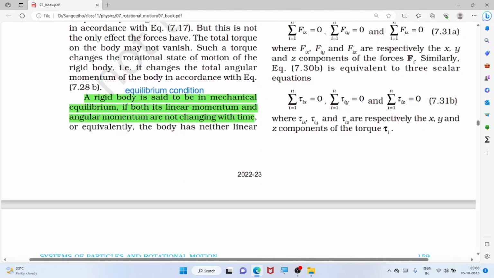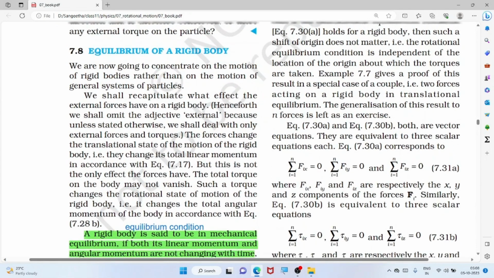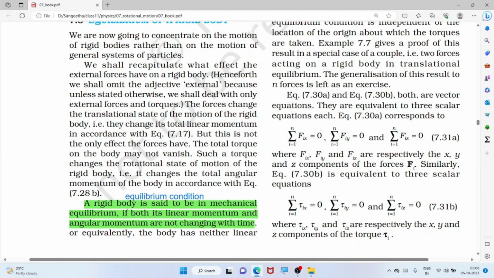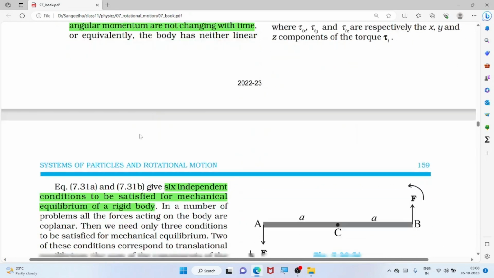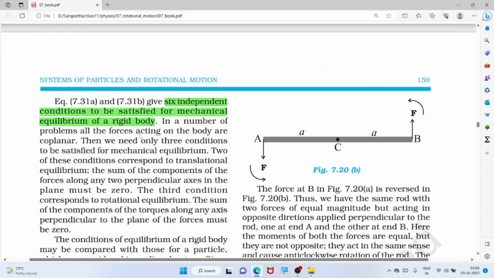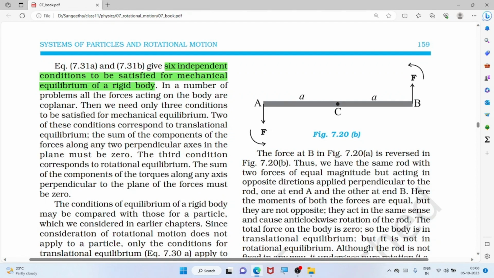For mechanical equilibrium, a rigid body is said to be in mechanical equilibrium if both linear momentum and angular momentum are not changing with time. The same above conditions can be written in all three directions. So there are 6 independent conditions: x, y, z, if you consider translation motion 3 conditions, and rotation motion 3 conditions.